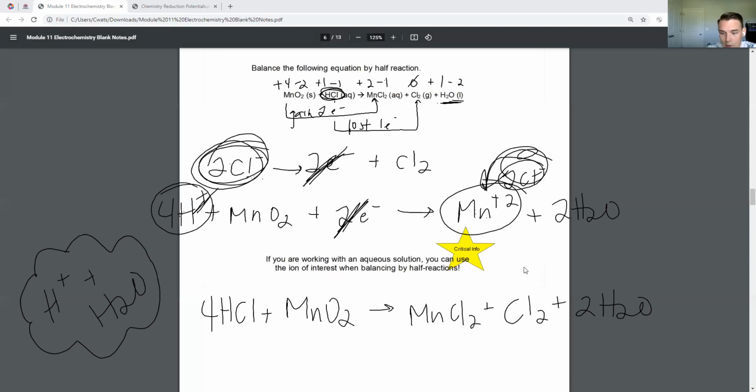And if you look at it, you can tell that it's balanced. 4 hydrogens, 4 hydrogens, 4 chlorines, 4 chlorines, manganese, manganese, 2 oxygens, 2 oxygens. So there is your balanced equation. And we did that by half reactions.